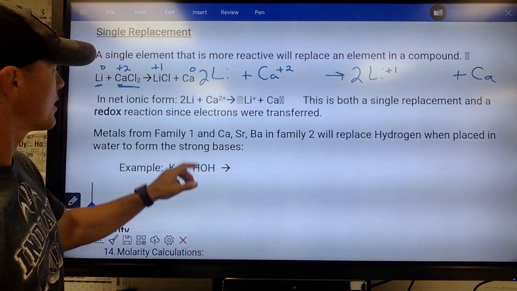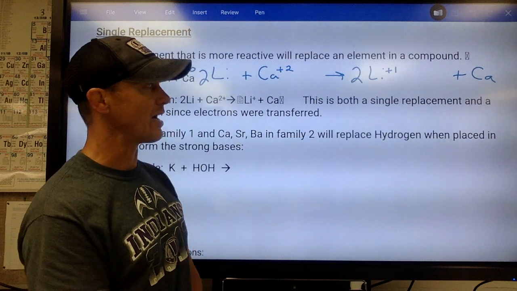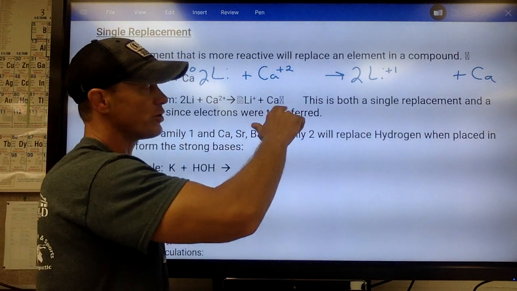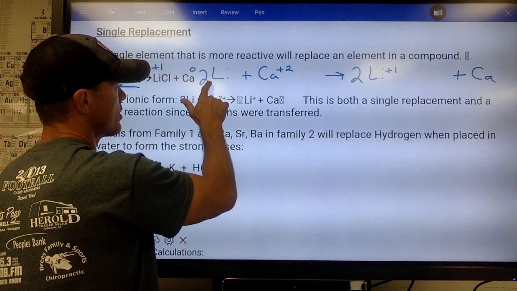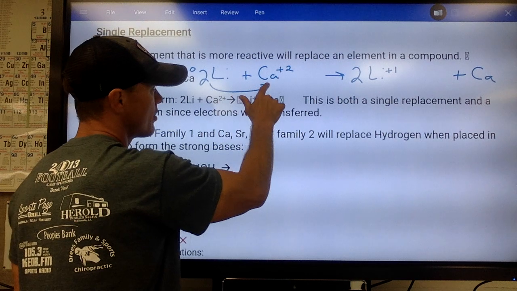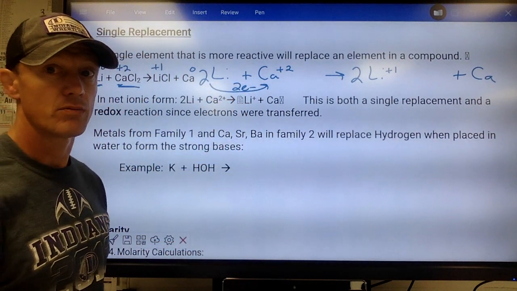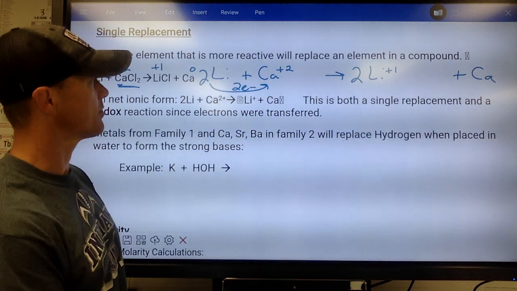It is redox. Lithium is going from 0 up to +1, so that is being oxidized. It's losing electrons. Calcium ions are being reduced from +2 to solid calcium with a 0 charge. So electrons are being transferred from there to there, 2 electrons total: 1 per lithium, there are 2 lithiums doing that, and 2 electrons per calcium ion.